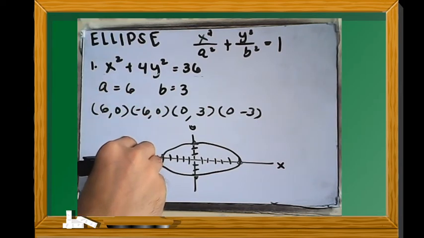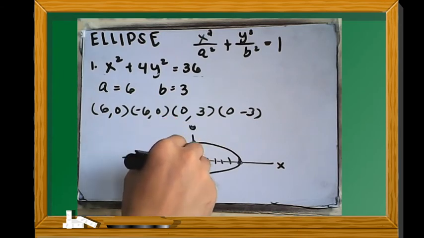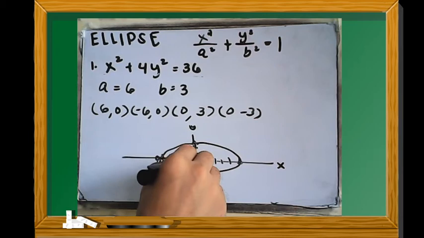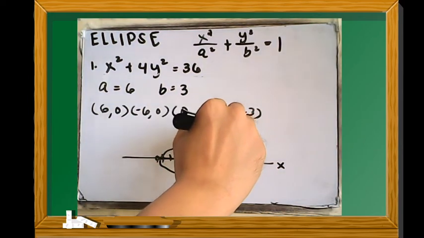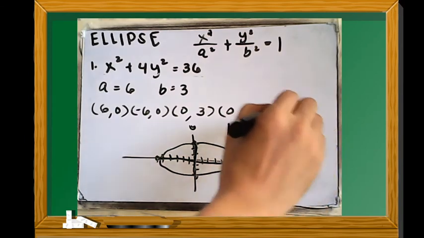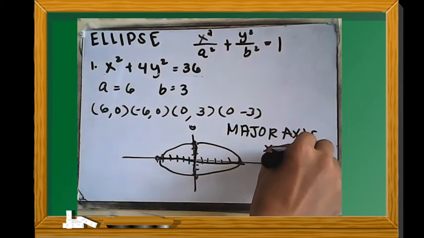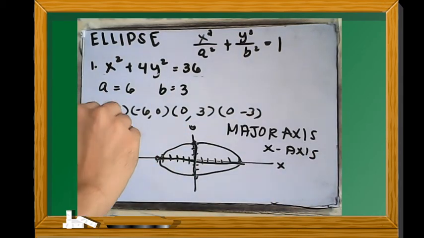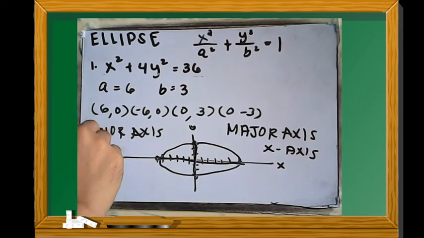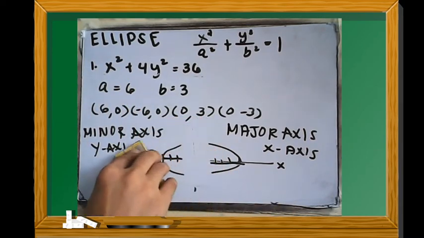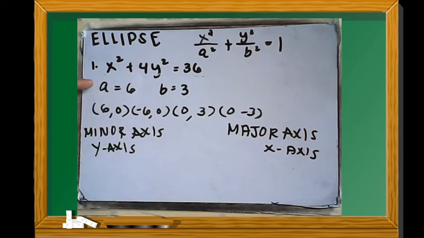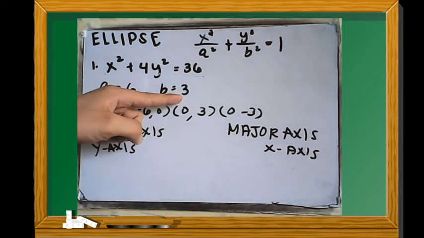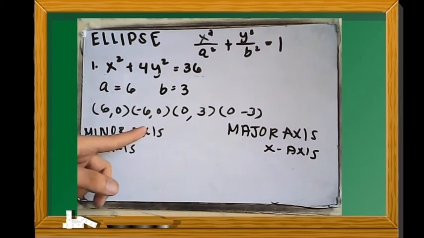At kung mapapansin nyo, mas mahaba yung length ni x-axis kumpara kay y-axis. Mas mahaba yung distance ng endpoints ni x-axis kumpara sa distance ng endpoints ng y-axis. So, ibig sabihin, ang major axis ay nasa x-axis, and then ang minor axis ay nasa y-axis. Pero kahit walang graph, ma-identify nyo pa rin ang major axis and minor axis based dito sa given values ng a and b. So, ang a natin ay x, ang b natin ay y. Mas malaki ang x, so it means siya yung major axis. Mas maliit ang value ni 3 kumpara kay 6, so mas maliit yung y-axis, it is the minor axis.